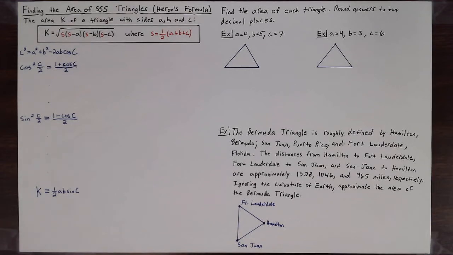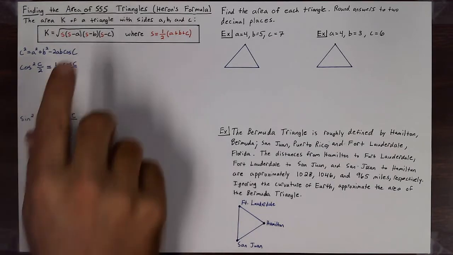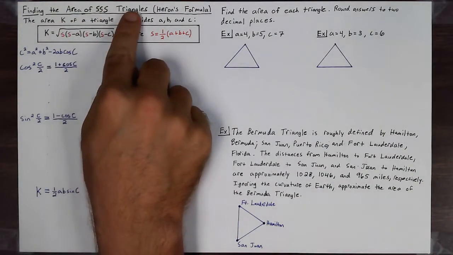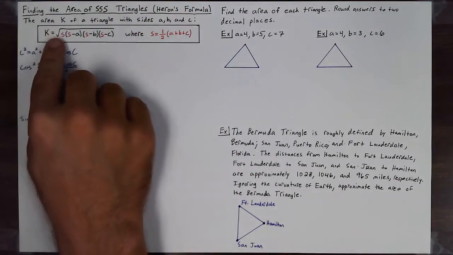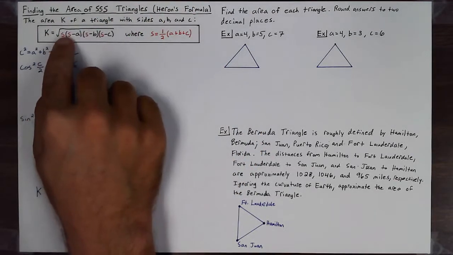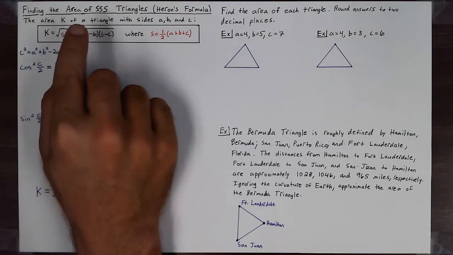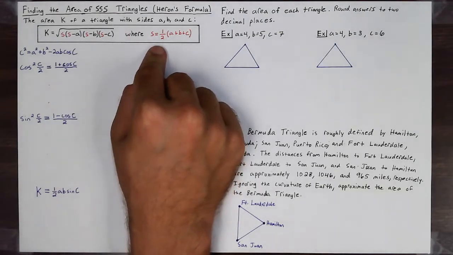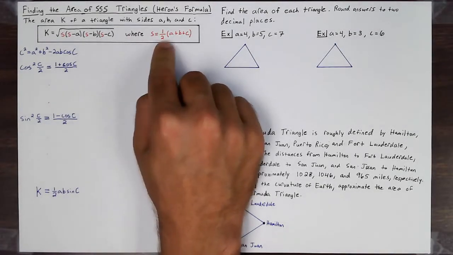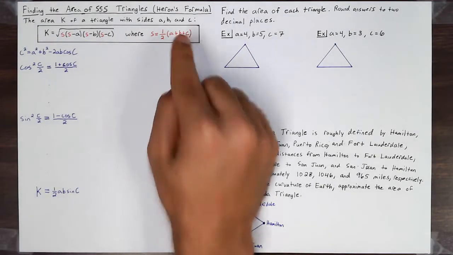In this video, we are going to learn how to find the area of side-side-side triangles. In order to find the area of side-side-side triangles, we're going to make use of Heron's formula, which is K is equal to the square root of s times s minus a times s minus b times s minus c, where s is equal to 1/2 times the sum of all the sides of the triangle.